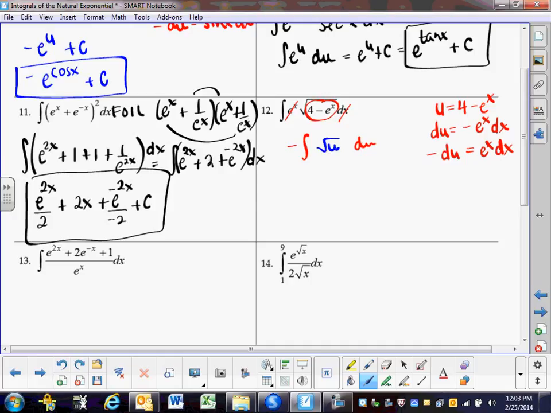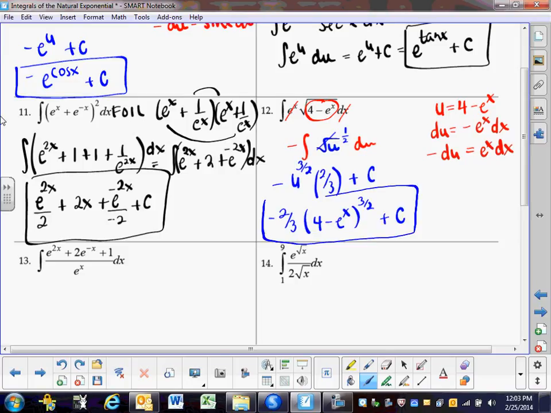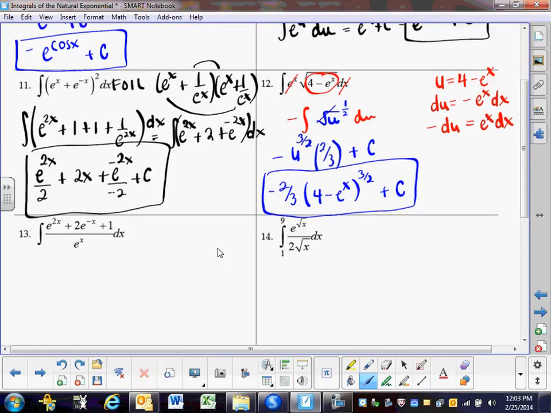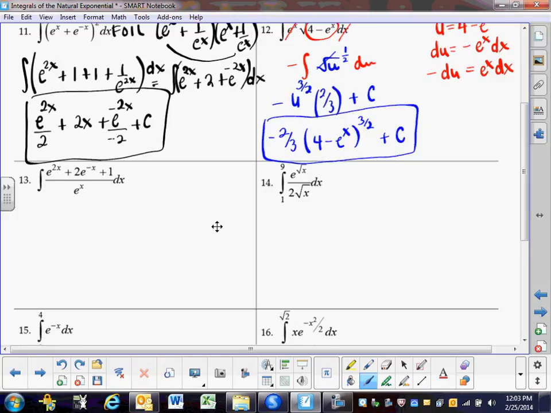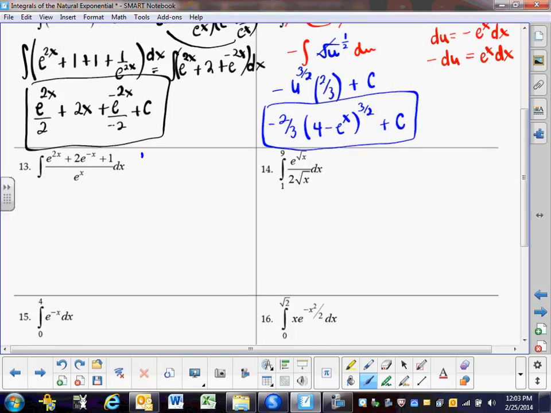So e to the x dx is negative du, and then on the inside we have the square root of u. So we have negative. Now remember, this is really u to the 1/2, so it's going to be u to the 3/2 divided by 3/2, which is the same as multiplying by 2/3, plus c. So negative 2/3 u, which is 4 minus e to the x, to the 3/2 plus c. We did not have limits, so we had to get back the x values.